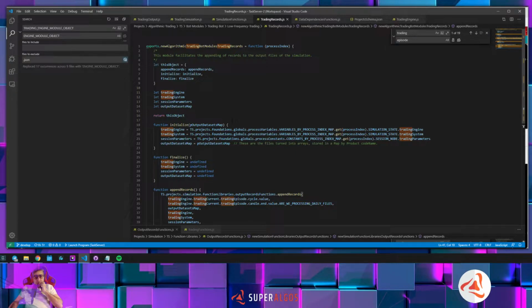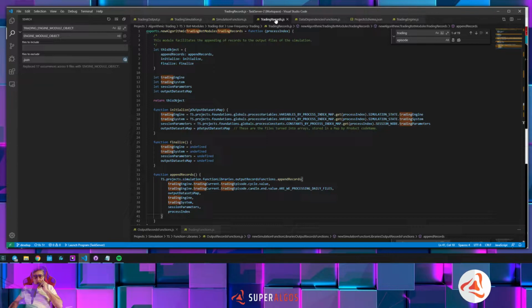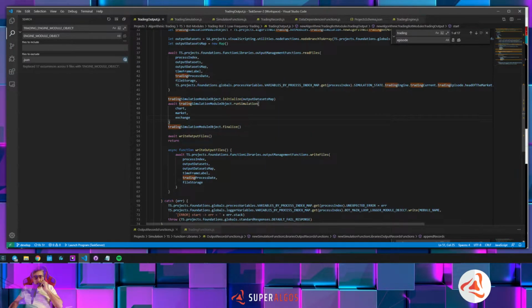So the next thing I'm gonna do, now that I have this guy and this guy, they're the ones that worry me most, is start going down the stack, and down the stack we have this trading output.